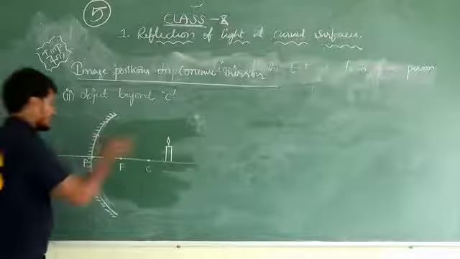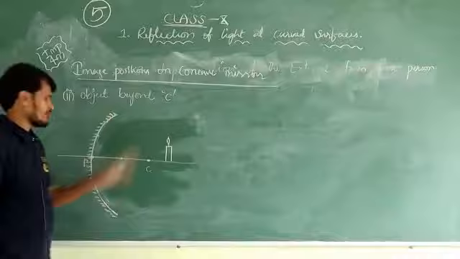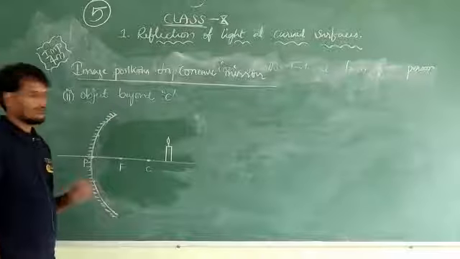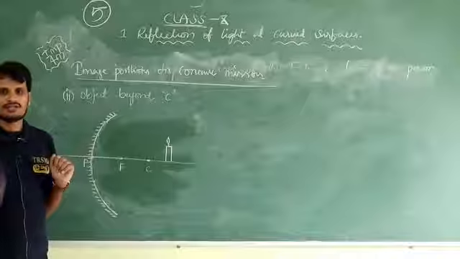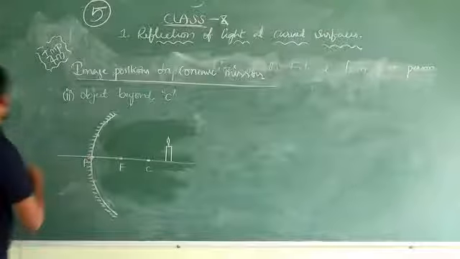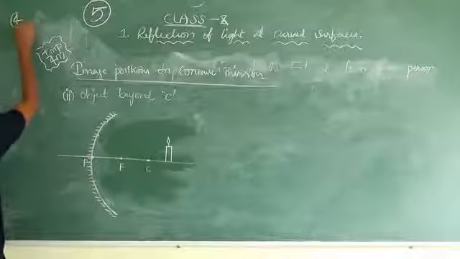So why are you taking a ray from the focus? Why are you taking one from the center of curvature? Why do you always take one parallel to the principal axis? That is your wish. I explained 4 ray diagrams.